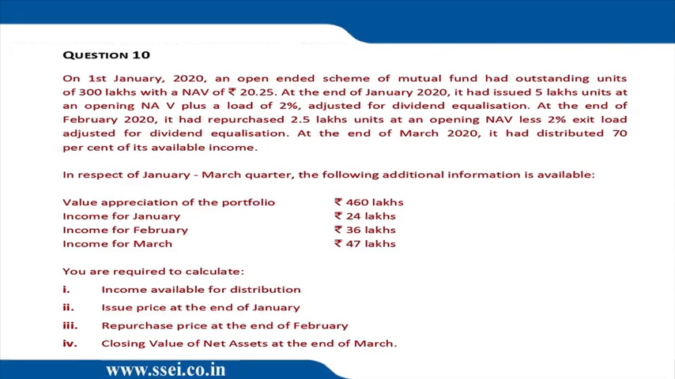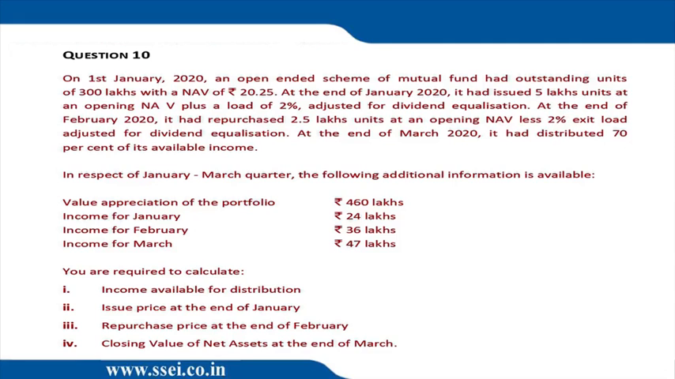At the end of Jan, after 1 month, it had issued 5 lakh units at opening NAV plus a load of 2% adjusted for dividend equalization. Now, what should surprise you is that at the end of Jan, why are we issuing 5 lakh units at the opening NAV? We should issue 5 lakh units at the NAV at the end of Jan, no? But they're issuing at the opening NAV. And therefore, adjustment for dividend equalization.